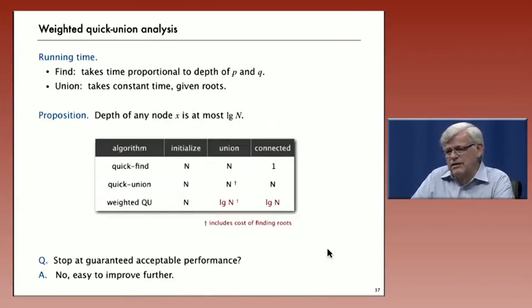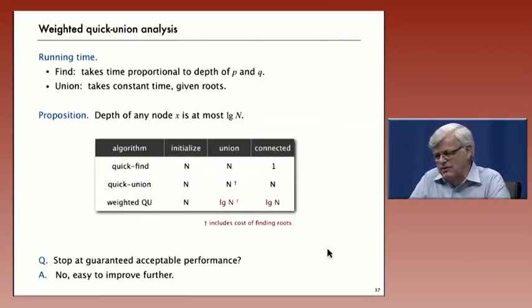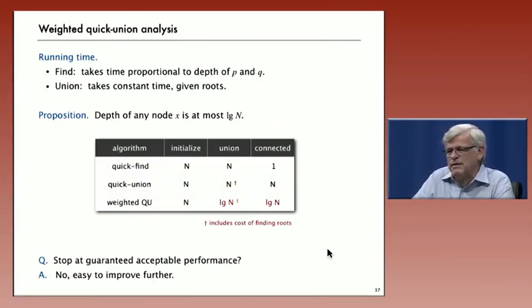Now, the initialization always takes time proportional to n, but now both the union and the connected or find operation take time proportional to log base 2 of n. And that is an algorithm that scales. If n grows from 1,000,000 to 1 billion, that cost goes from 20 to 30, which is quite acceptable.